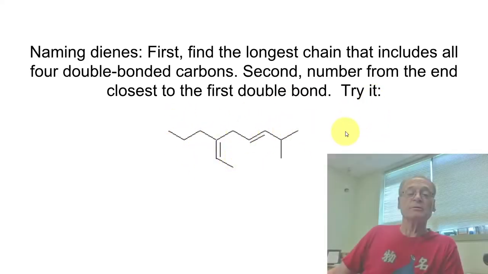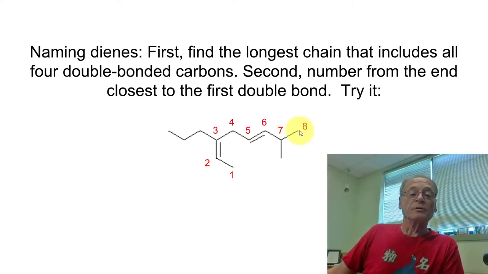Okay, let's go see what the answer is here. We've got, first of all, find the longest chain that includes this double bond and this double bond. So even though there is an actual longer chain, this is actually 9 carbon, 1, 2, 3, 4, 5, 6, 7, 8, 9. We're going to go with an 8 carbon chain as the longest chain because we have to include that double bond in it.